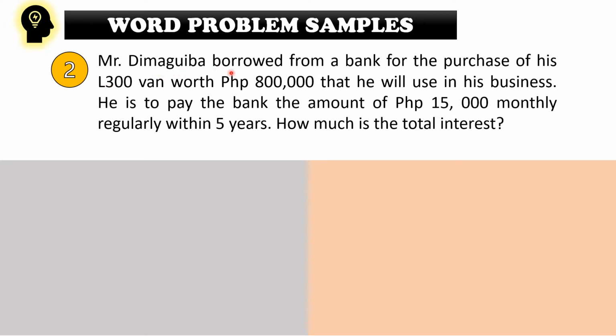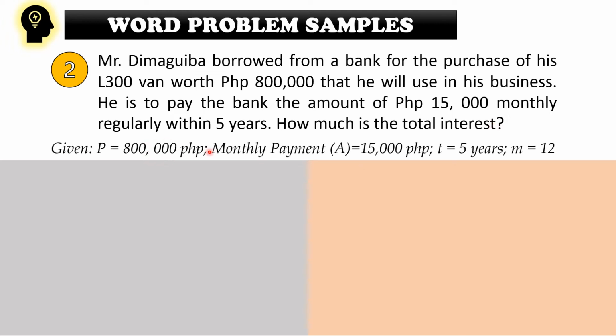Mr. Dimagiba borrowed from a bank for the purchase of his L300 van worth 800,000 pesos that he will use in his business. He is to pay the bank the amount of 15,000 pesos monthly, regularly within 5 years. The question is, how much is the total interest? First thing to do is to find and write all the given. We have 800,000 pesos. It's the principal amount because ito yung amount na kanyang hihiramin sa bangko just to buy the van that he wanted.